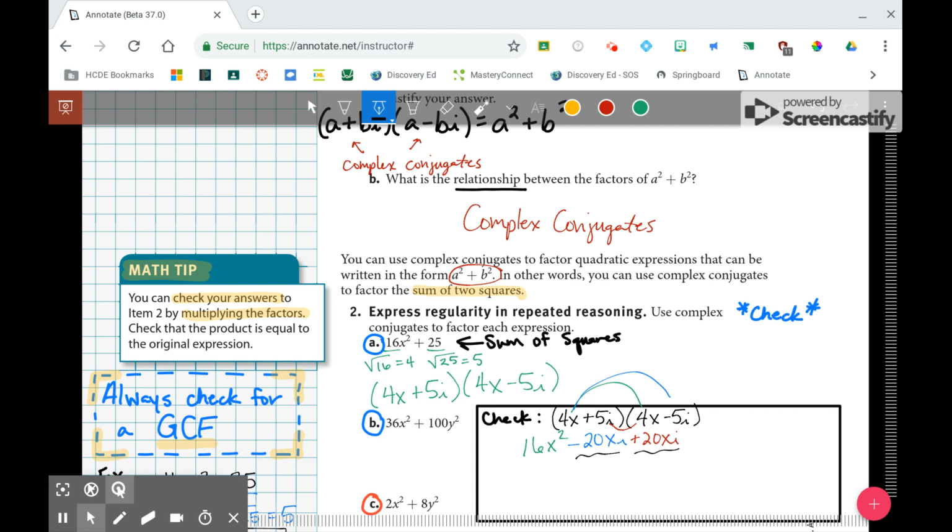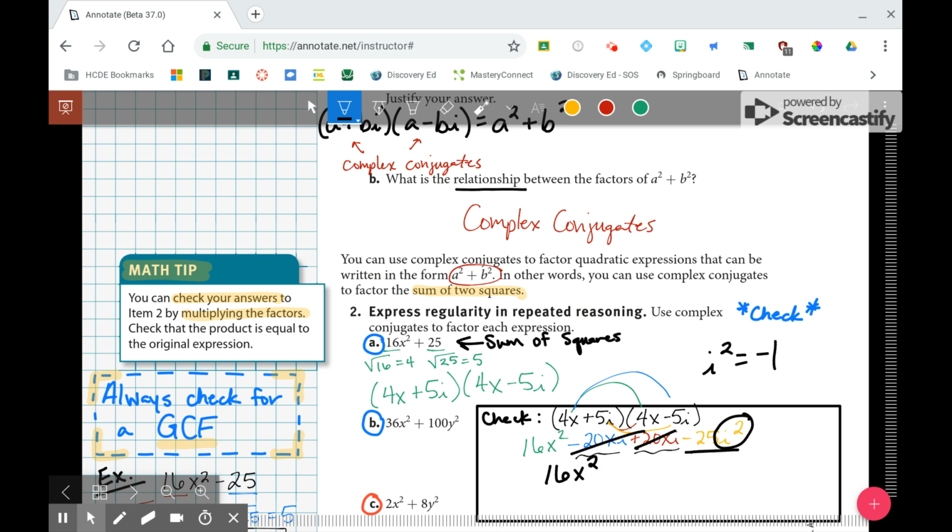So we really just care about the first and the last. So then last, positive 5 times negative 5 is a negative 25. i times i is i squared. So you may be thinking, wait, even though we cancel, we still have that i right here. But notice this is not just an i, it's an i squared. And we know that i squared equals a value. It equals negative 1. So what we have here is 16x squared. And then right here we had negative 25 times a negative 1. Negative 25 times a negative 1 is a positive 25. Notice that checks out with what we started with.